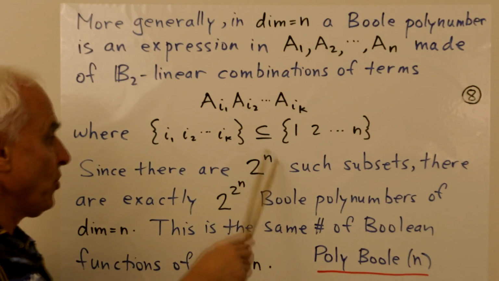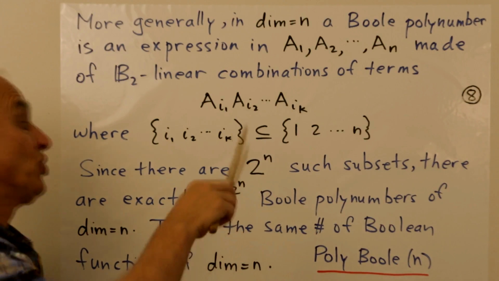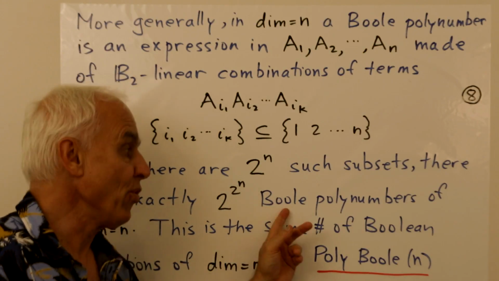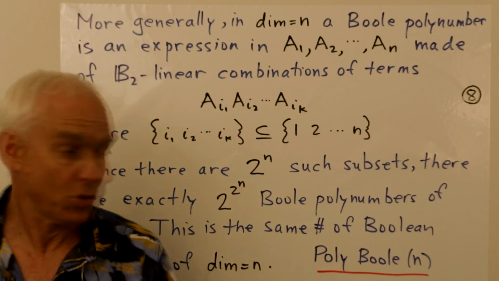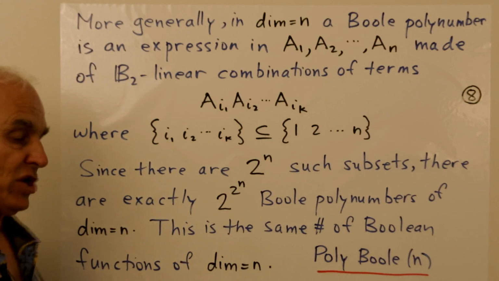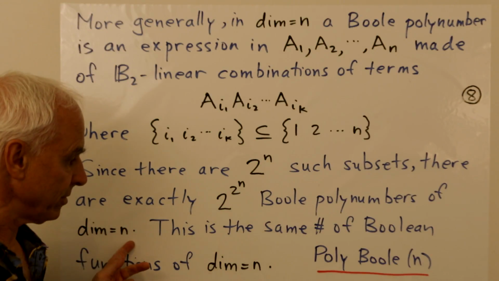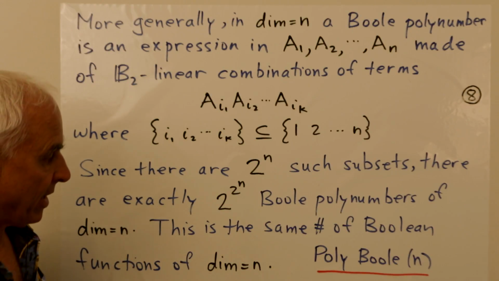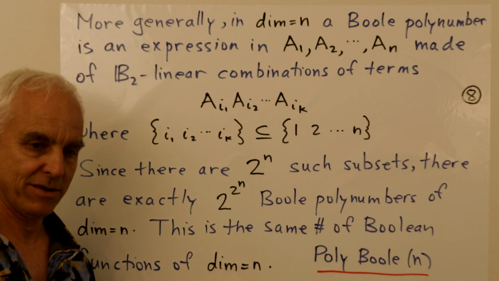And so since there are 2 to the n such subsets, there are going to be exactly then 2 to the 2 to the n Boole polynumbers of dimension n. There will be 2 to the 2 to the n Boole polynumbers of dimension n. This number happens to be exactly the same as the number of Boolean functions of dimension n.